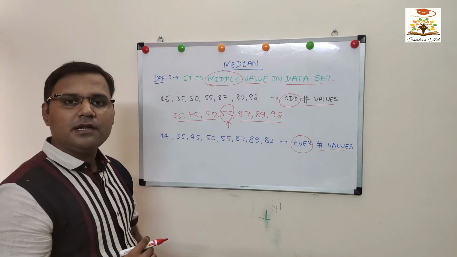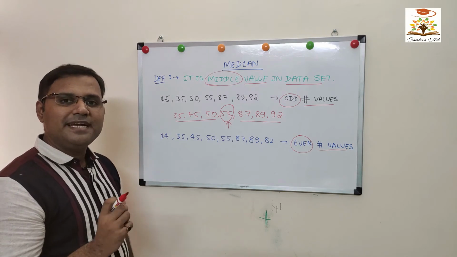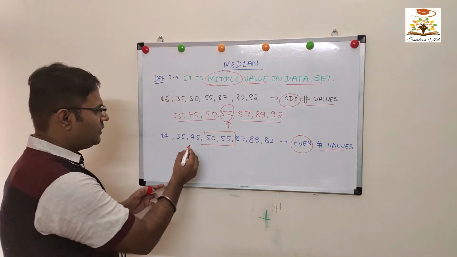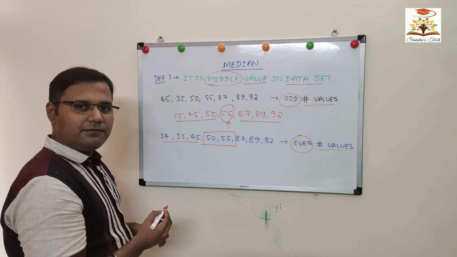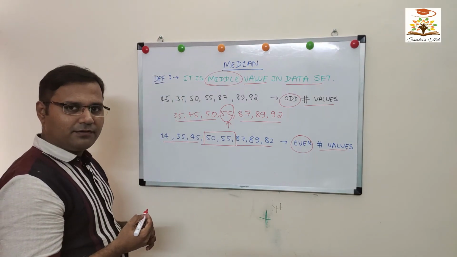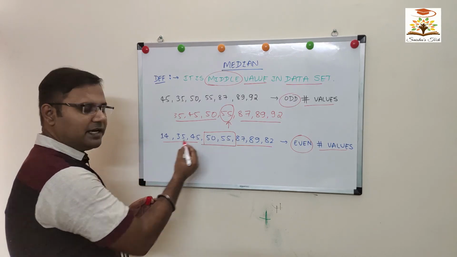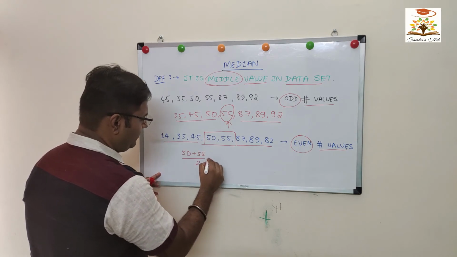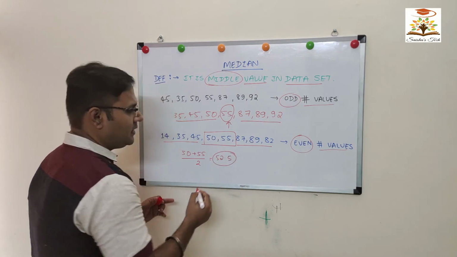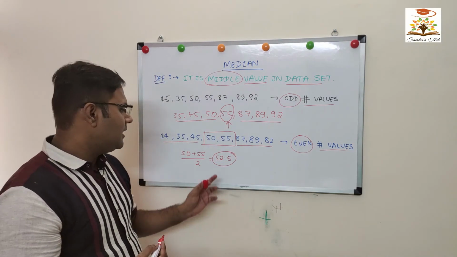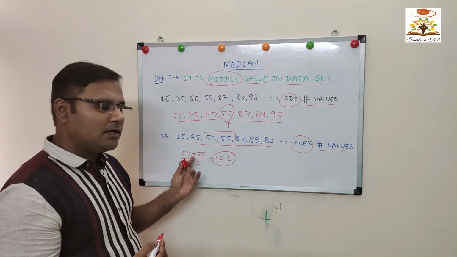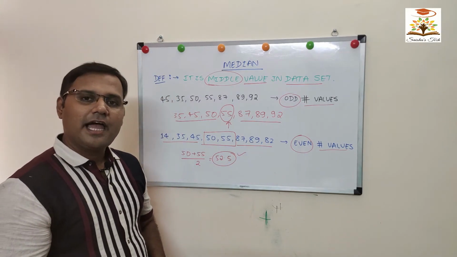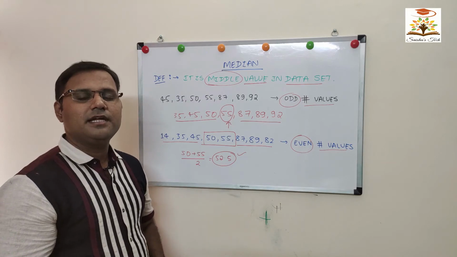Similarly, if we have an even number of values, then choose the middle two numbers. For example, choose 55 and 50. You can observe 3 values before 50 and 55 and 3 values after 50 and 55. Now take the average of 50 and 55: 50 plus 55 divided by 2 is equal to 52.5. In the even number of values case, the average of the middle two numbers provides us the median value. Here for this data set, 52.5 is the median value. This is how the median is calculated.